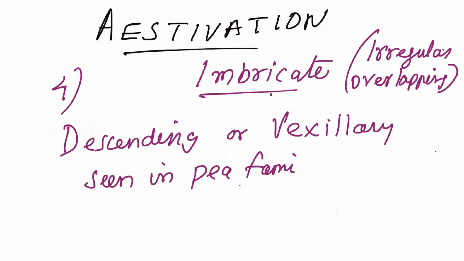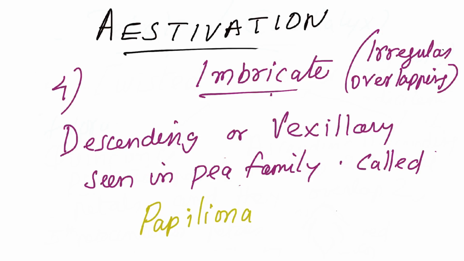Another important point as far as the NEET exam is concerned: this aestivation is a characteristic feature of the pea family, and there it's called the papillonaceous corolla. So the papillonaceous corolla is a characteristic feature of the pea family. That's a very important point to note.